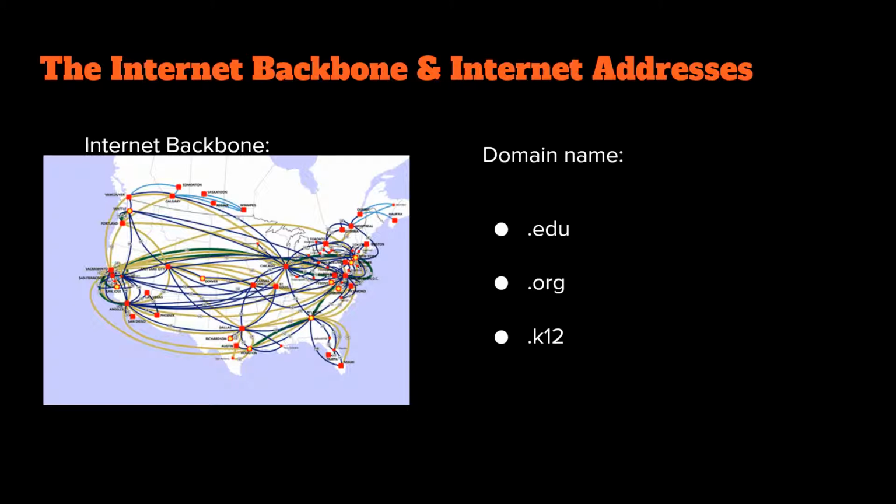The internet relies on an addressing system similar to the postal system to send data to a computer at a specific destination. Domain names such as .edu, .org, and .k12 refer to the specific address of a website, which contains the label that identifies the type of organization that maintains the website.